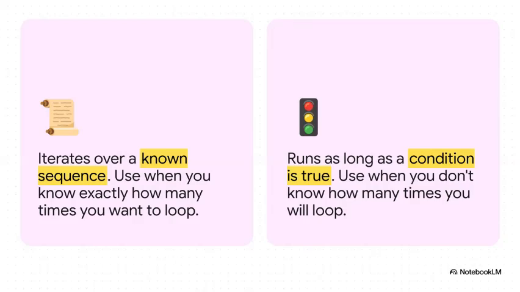So, which one should you choose? It's actually pretty simple. Use a for loop when you have a definite set of items to go through, a list, a string, a range. Use a while loop when you're just waiting for some condition to change, like waiting for a user to enter correct input. Just remember, for loops are generally safer, while while loops offer more dynamic control, but come with that risk of running forever if you're not careful.